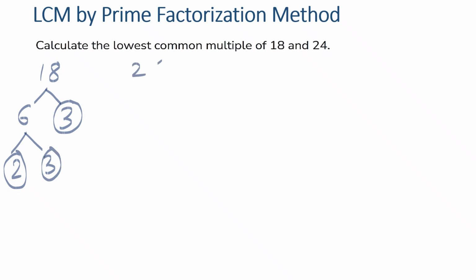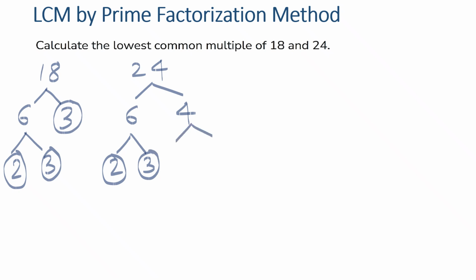Now next I have 24. Now I have to split 24. So I can split 6 4s are 24. Now again I can split this 6 as 2 3s are 6. Now I got both as prime, so I will circle them. And now this 4, so 2 2s are 4 and they both are prime numbers. So now I will circle them.